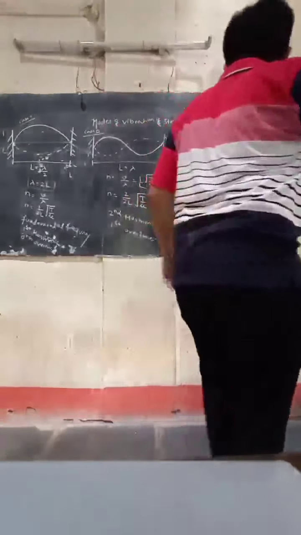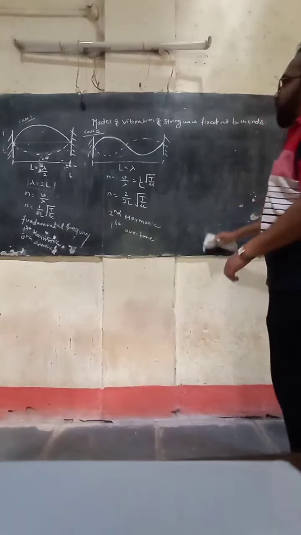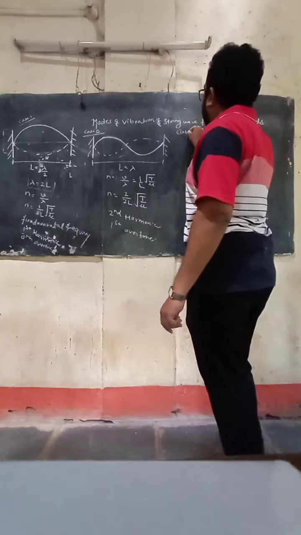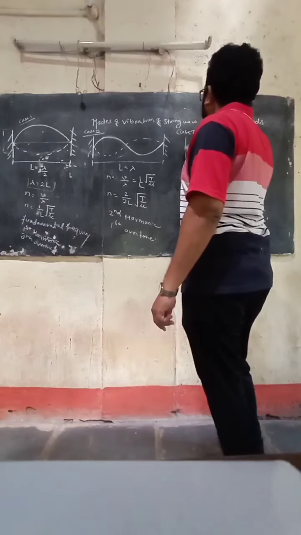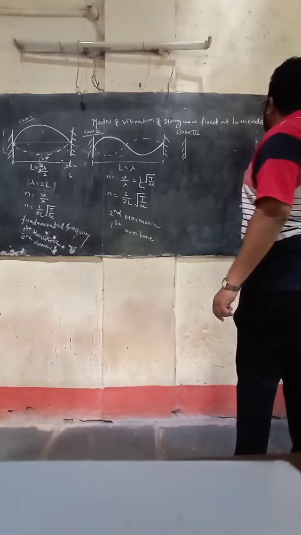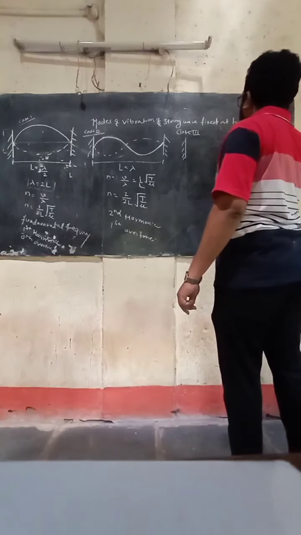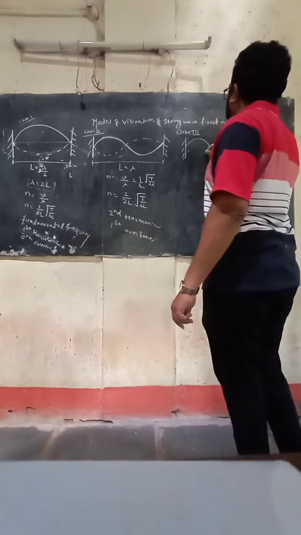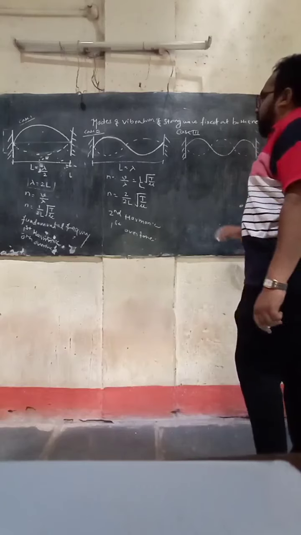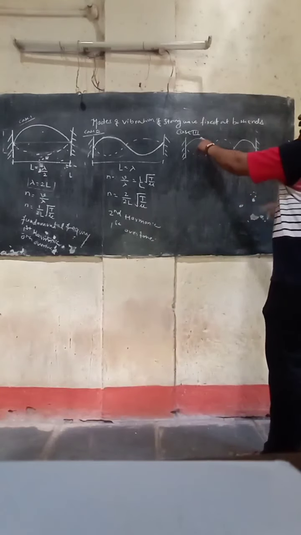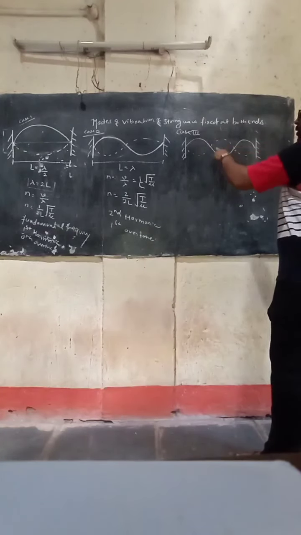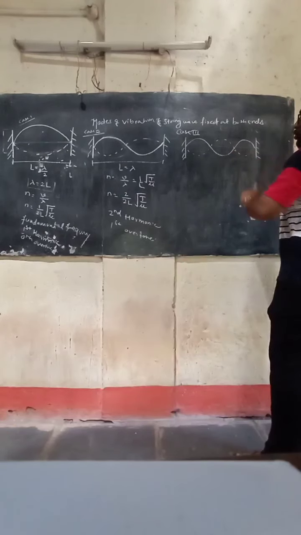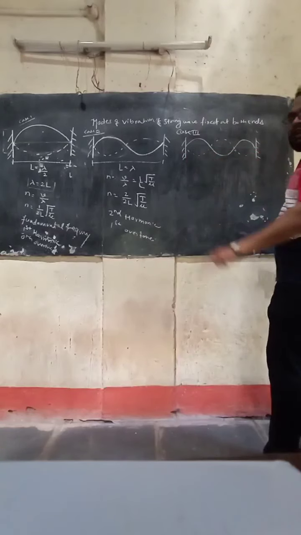Now the third case, case 3. Between the two nodes there are three antinodes. This is the first antinode, second antinode, and this one is the third antinode. And this is node 1 and node 2. These two are the fixed points, that are the nodes.